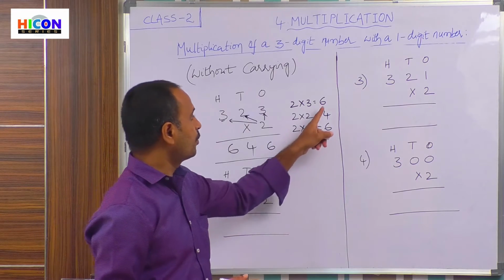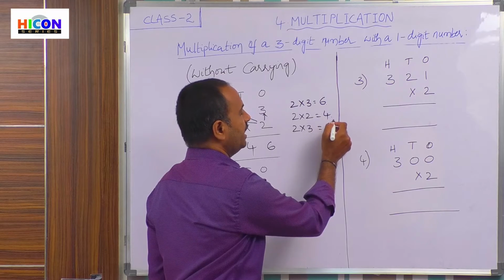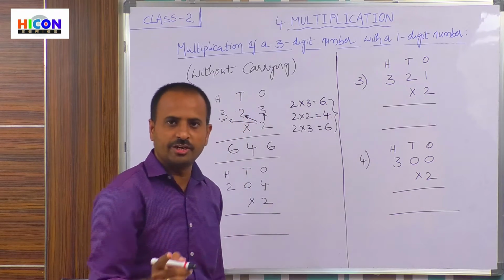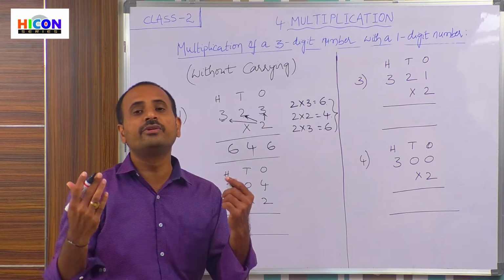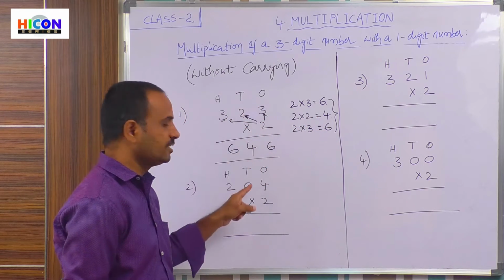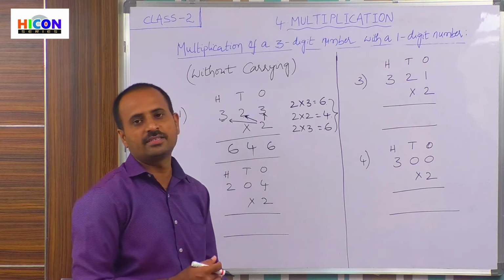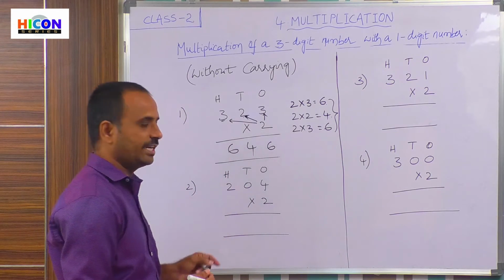Here the products are 1-digit numbers. Both 6, 4 and 6, all these are 1-digit numbers. That's why there is no need to carry. And write the digits under ones place, tens place and hundreds place. Answer is 646. So see the another problem, second problem.